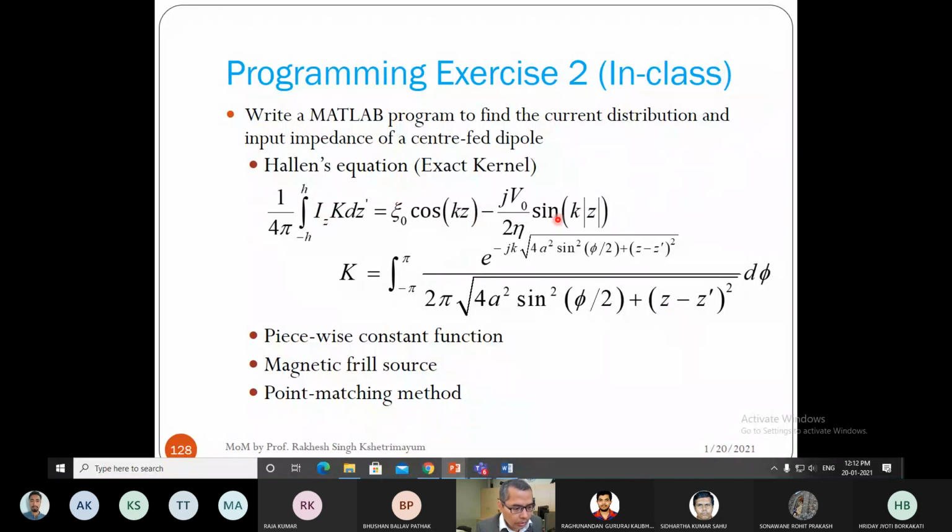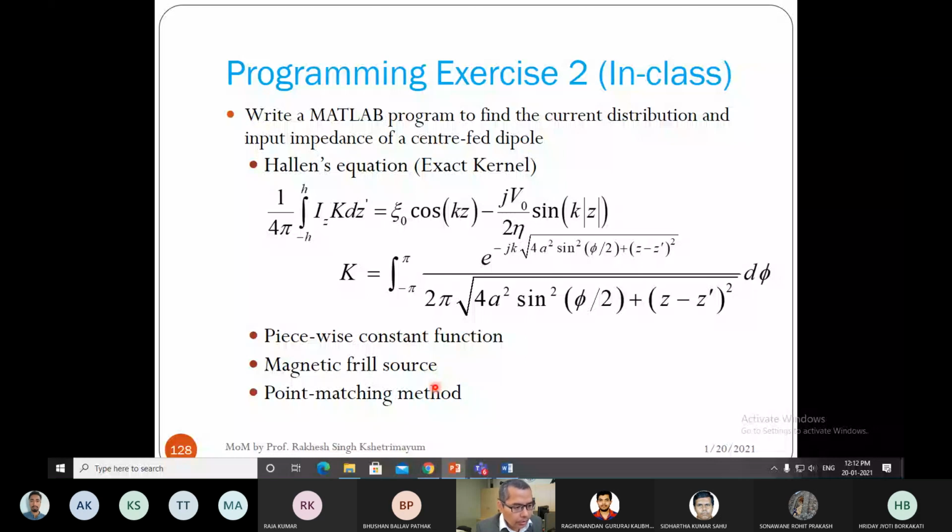Now if you have an integral equation with the exact kernel of Hallen's equation like this, how do you solve it using the MoM, the method of moments? Like last time, we'll use a piecewise constant function, also called a pulse function. The source excitation is a magnetic field source, and you'll use the weighting function as a delta function. That means you are doing the point matching method.